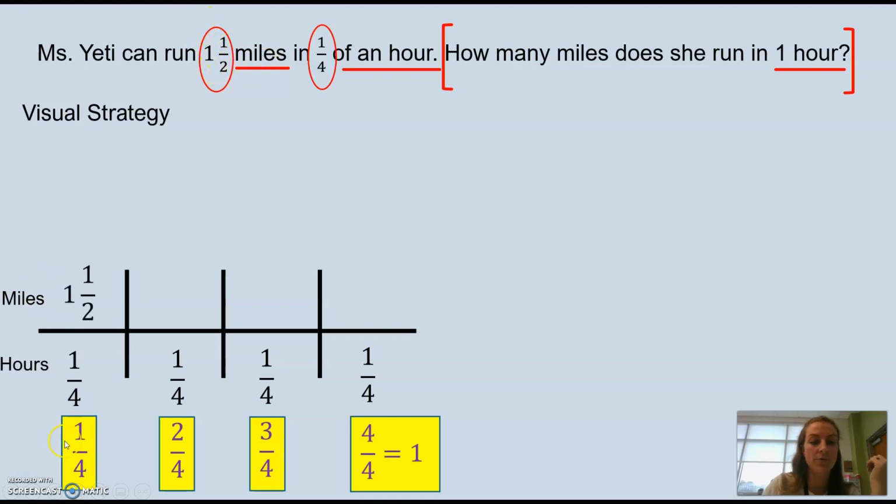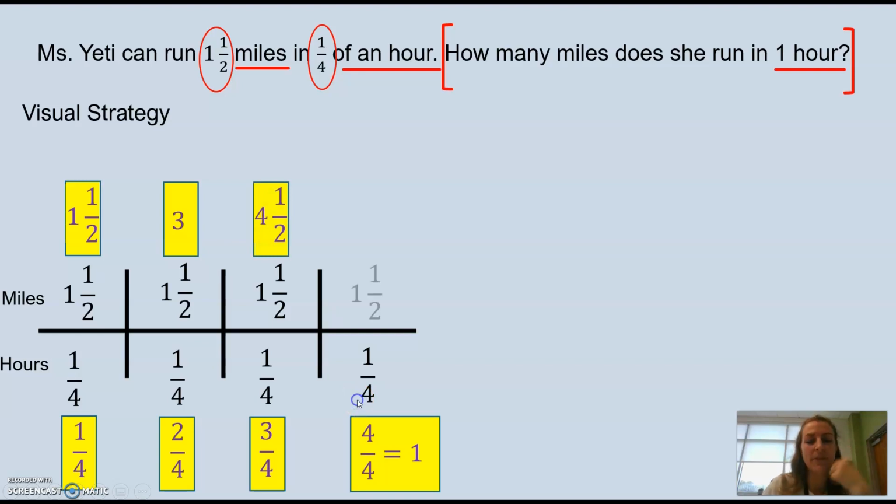So in the first 1/4, that's 1.5 miles. In the second 1/4, that's another 1.5 miles. We can add it as we go. 1.5 and 1.5 would give me 3, or we could wait till the end. Another 1/4 of an hour means another 1.5 miles. And our last 1/4 would be another 1.5 miles for a total of 6.